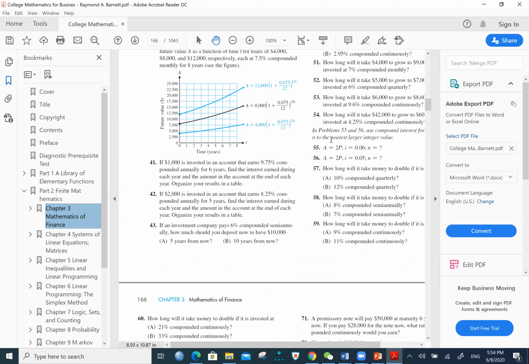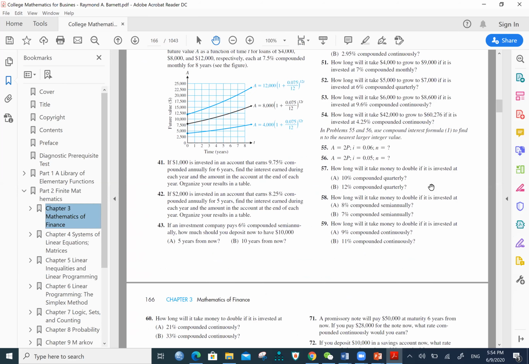For example, if $1,000 is invested in an account that earns 9.75% compounded annually for 6 years, find the interest earned during each year. Find the amount in the account at the end of each year. Organize your result in a table. How will you solve this? What type of problem is this? Which question? I couldn't hear you. I'm thinking. Sorry. 41.